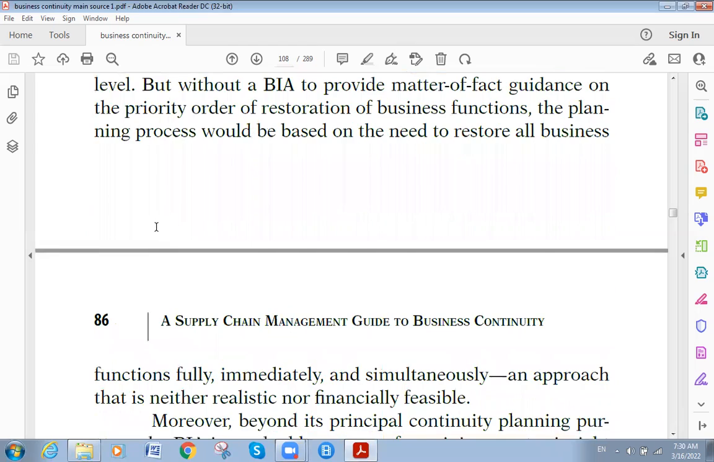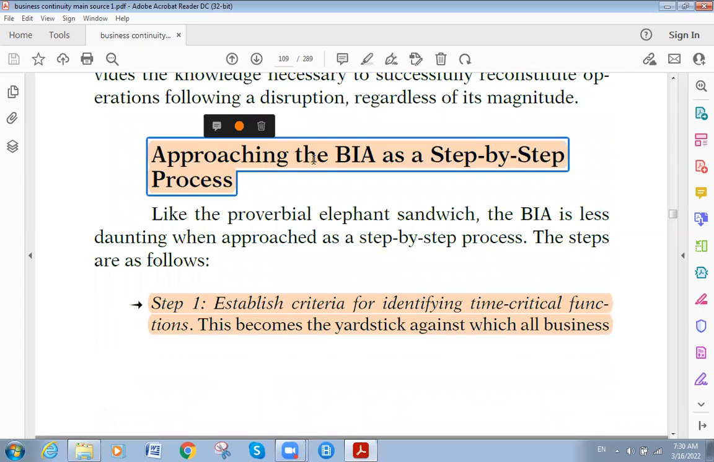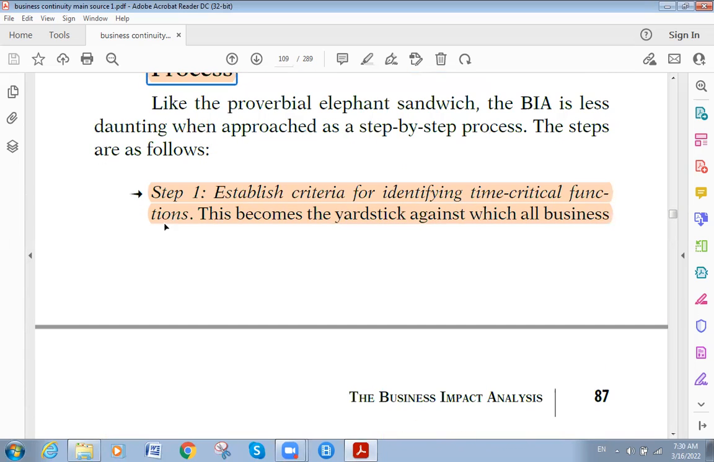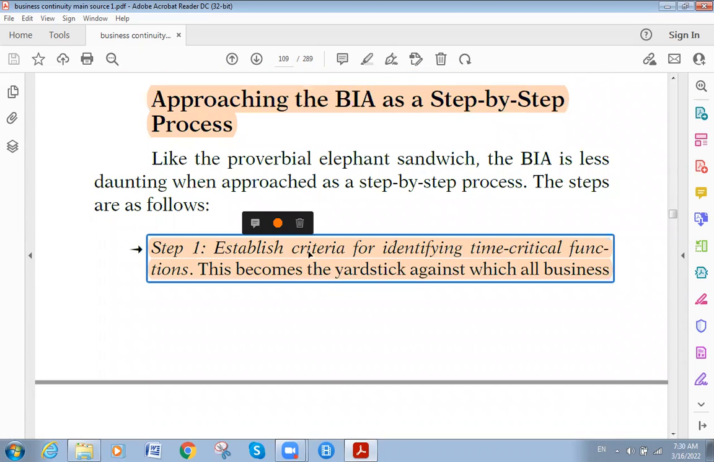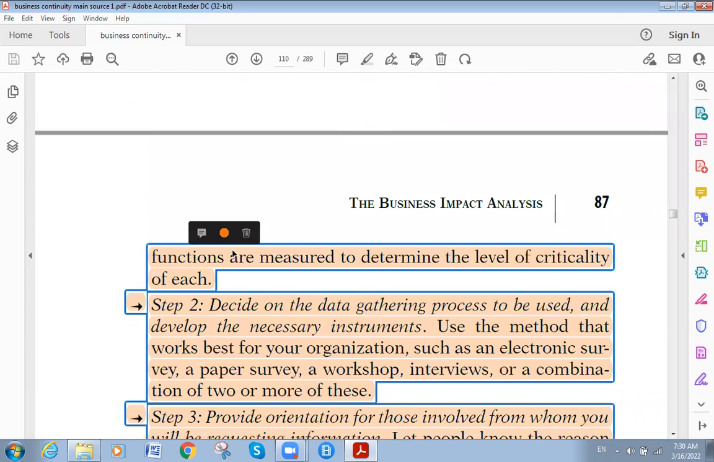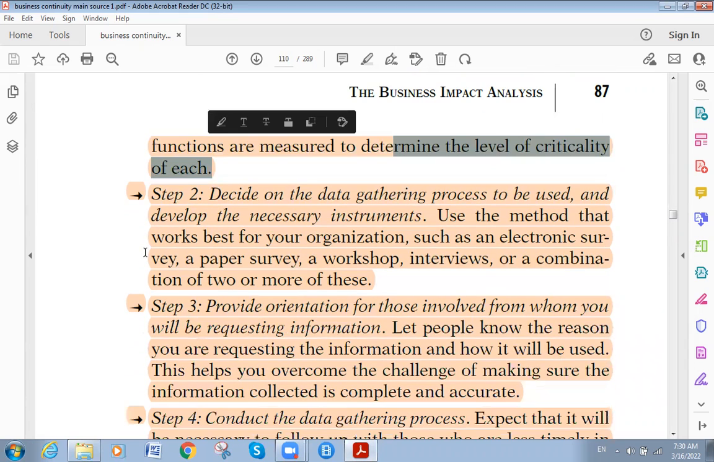We need also to know about the business impact analysis the following. This is the approach, the business impact analysis as a step-by-step process. So what are the steps of the business impact analysis? The first step is to establish a criteria for identifying time critical functions. This becomes the yardstick against which all business functions are measured to determine the level of criticality for each. It means how important each one of them is and how much it affects.